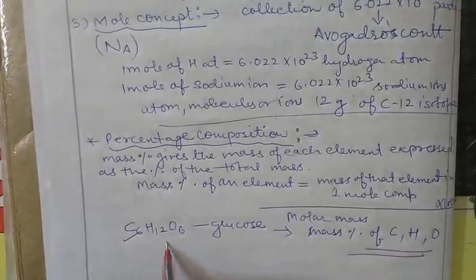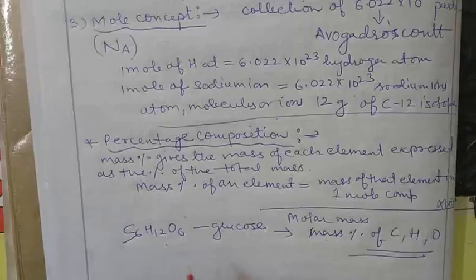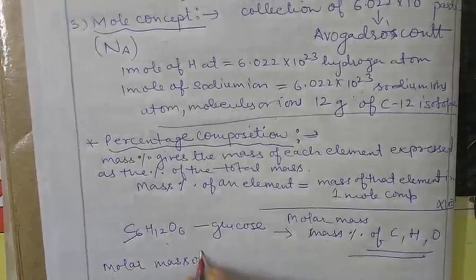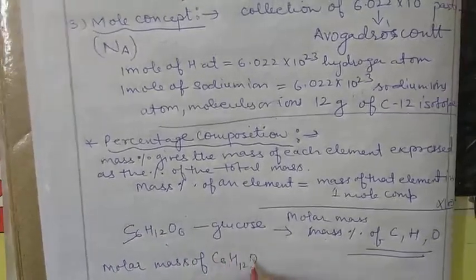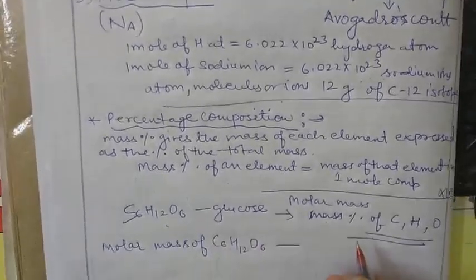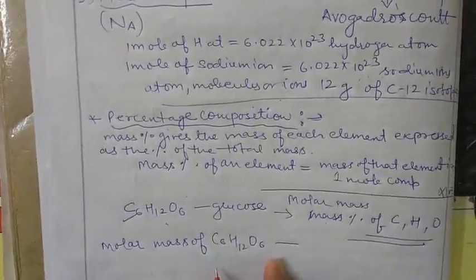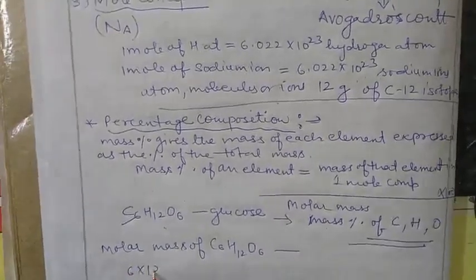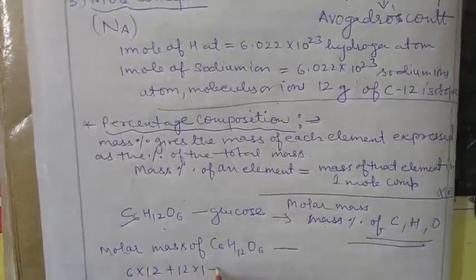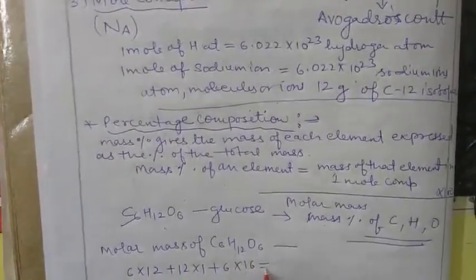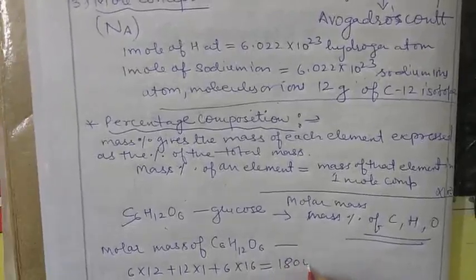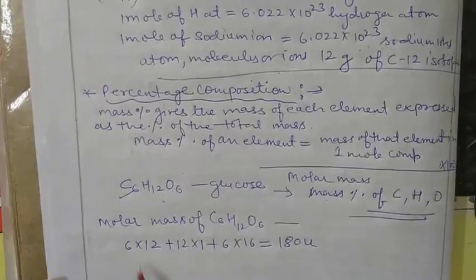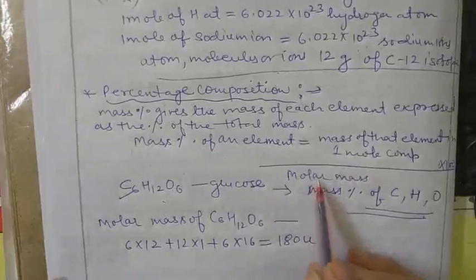Okay, so to calculate the mass percentage, first of all find out the molar mass of C6H12O6. So how to calculate? 6 multiplied by 12 plus 12 multiplied by 1 plus 6 multiplied by 16. It is nearly about 180 u. Now we have the molar mass.